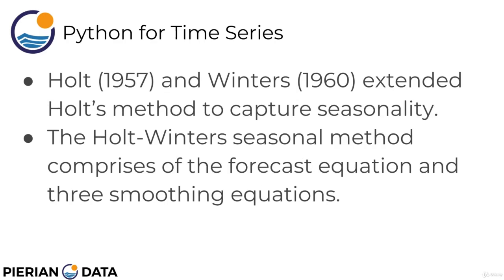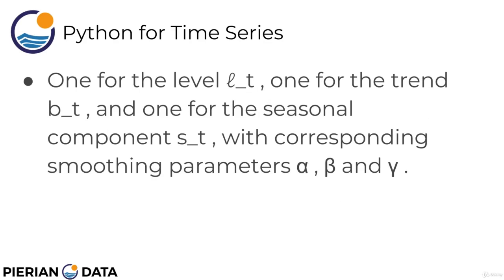So in 1957, Holt, who was studying economics, came up with a double exponential smoothing method, and then later on in 1960, Winters extended that to actually capture seasonality. Because the work is very closely related, often this set of methods is called the Holt-Winters method. Essentially, the Holt-Winters seasonal method comprises the forecast equation and then three additional smoothing equations.